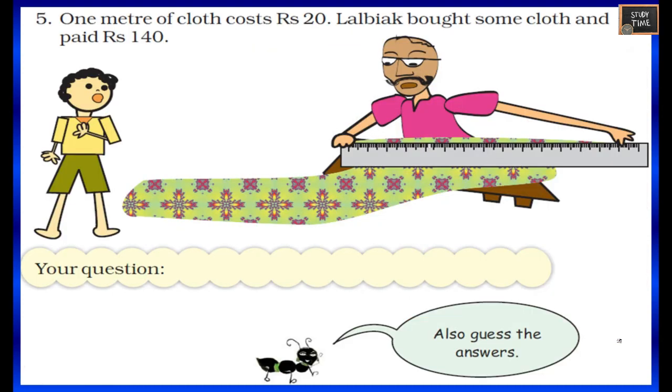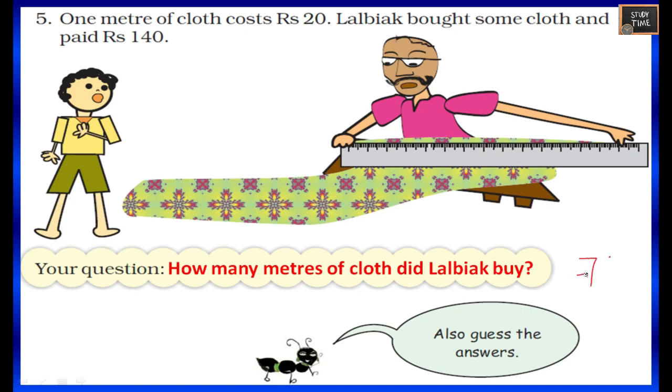1 meter of cloth costs rupees 20. Lal Byak bought some cloth and paid rupees 140. So 140 divided by 20 is 7. How many meters of cloth did Lal Byak buy? So that is 7. Also guess the answers.